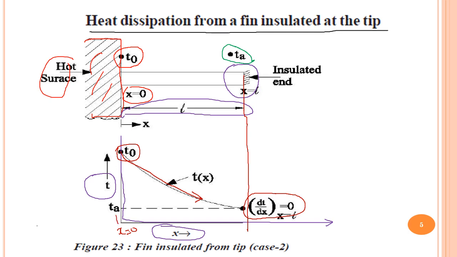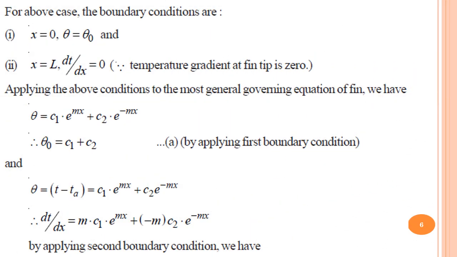So the first boundary condition is this: when x equals 0, temperature is T0, and the second boundary condition is when x equals L, temperature gradient is 0. So two boundary conditions are available. When x equals 0, theta equals theta 0, and when x equals L, what we will observe is that the temperature gradient is 0, that is, the temperature gradient at the fin tip is 0.